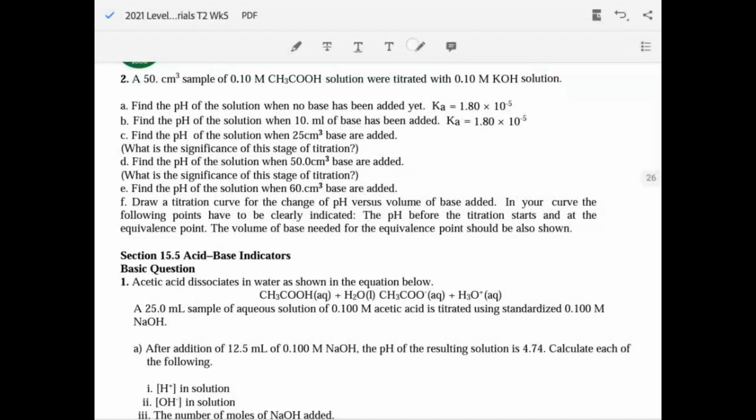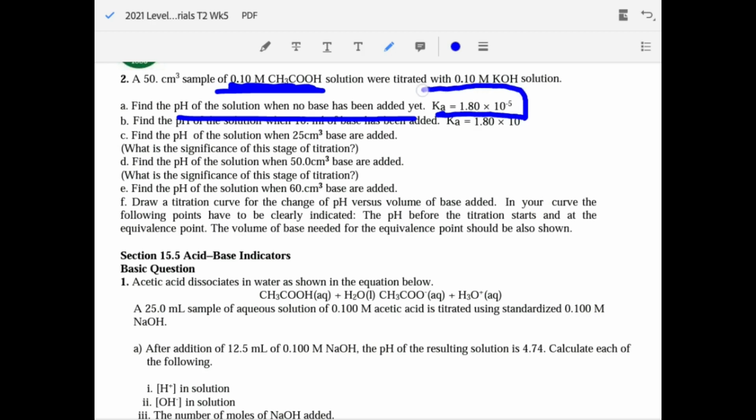Number 2, 50 centimeter cubed of 0.1 molar CH3COOH. Find the pH of the solution when no base has been added yet. So no base has been added, and this basically means that you have this molar only dissociating this much by Ka. So CH3COOH plus H2O to give CH3COO minus.